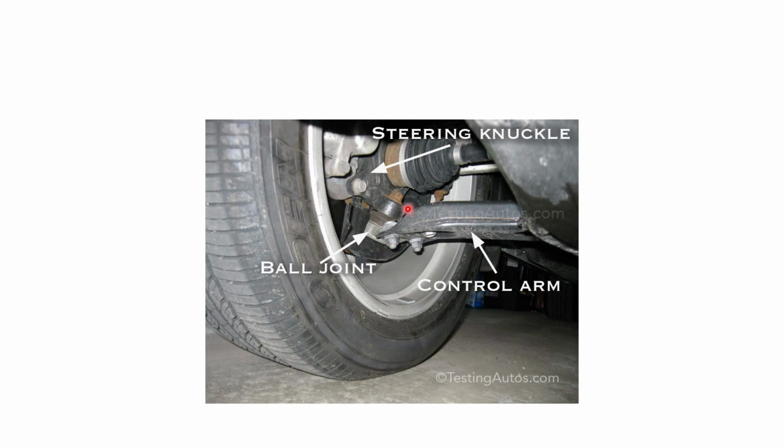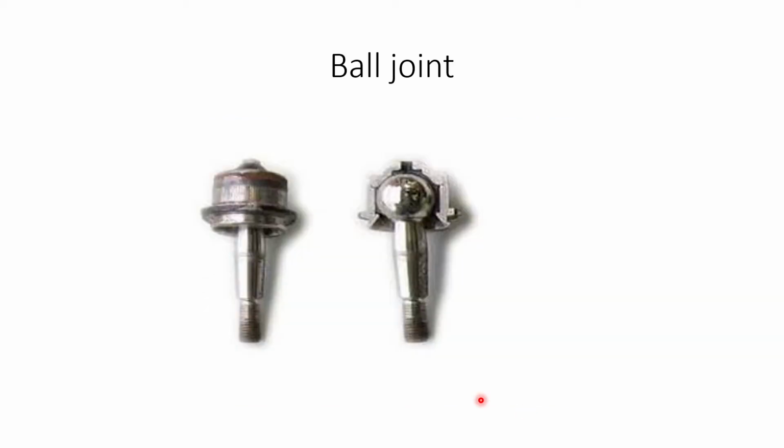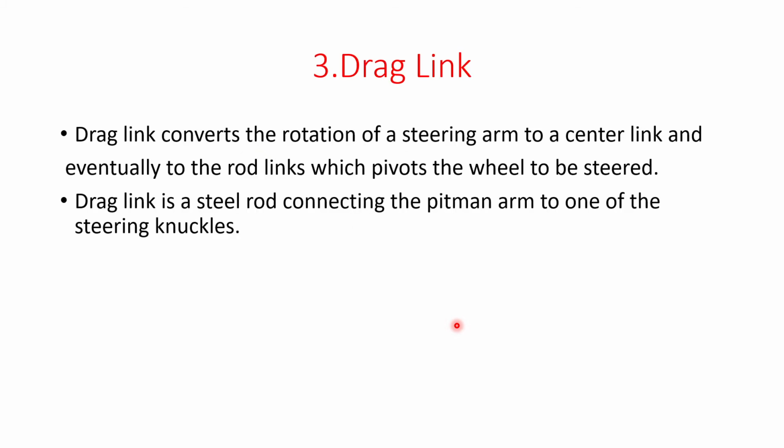It's the real picture of the ball joint. This ball joint will be fitted into a tapered hole for joining the steering knuckle and control arm. This is one example of a ball joint, a pictorial representation of a ball joint. And next one is the drag link. The drag link is a steel rod that connects the pitman arm to one of the steering knuckles.